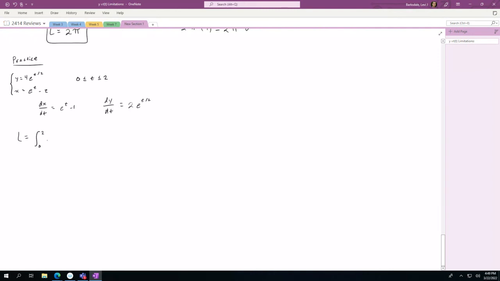We have the integral from 0 to 2 of the square root of dx/dt squared, so (e^t minus 1) squared, plus (2e^(t/2)) squared as well. Now, if we FOIL out our (e^t minus 1) squared, we get e^(2t) minus 2e^t plus 1, and then we have plus 4e^t. We're left with the square root of e^(2t) plus 2e^t plus 1 by combining our negative 2e^t and our plus 4e^t.